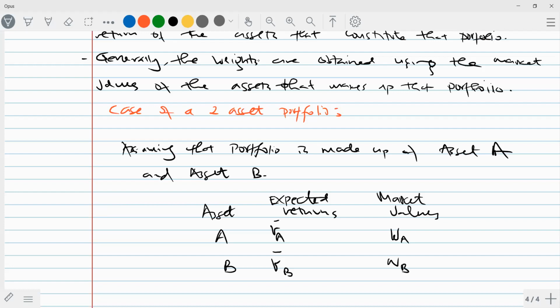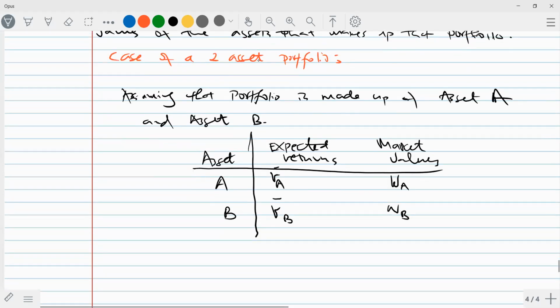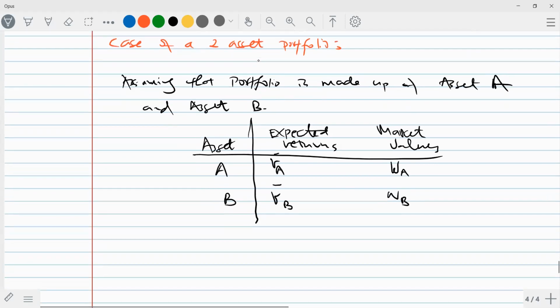So in case we do have that portfolio made of those two assets, asset A, asset B, and if they have their weight as weight A, weight B, then the return of this portfolio is the weighted average return from the individual assets that make that portfolio. The return expected of the portfolio will be equal to the return of the assets that make the portfolio.